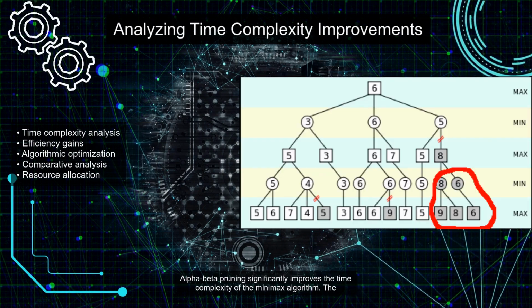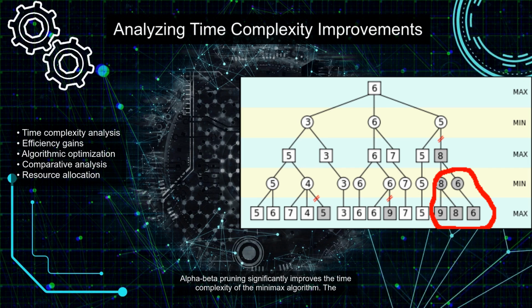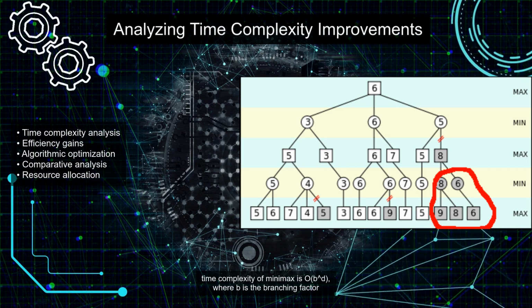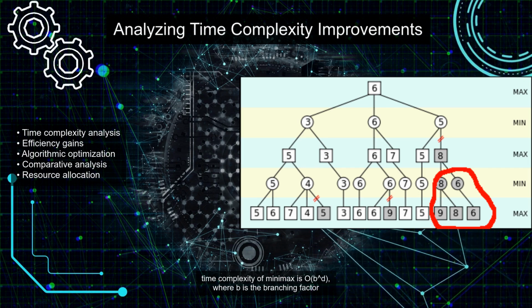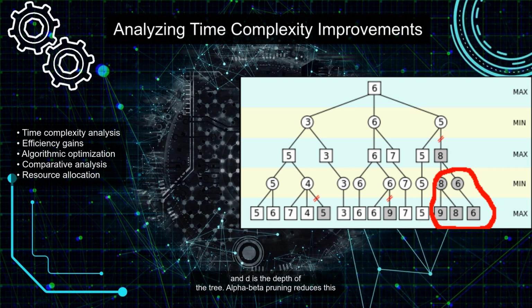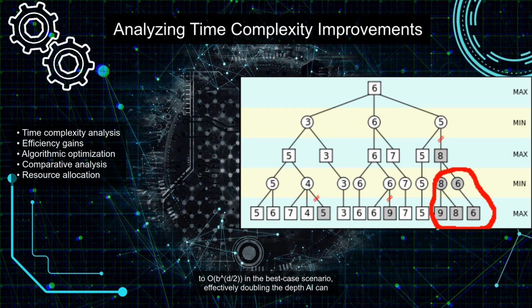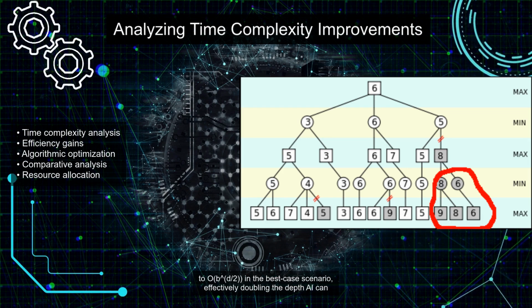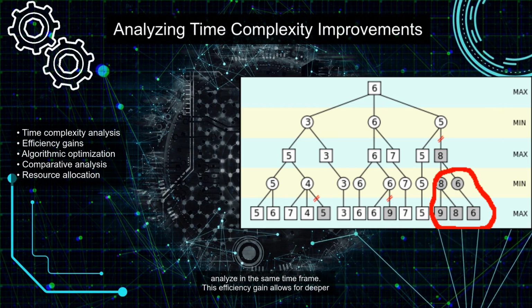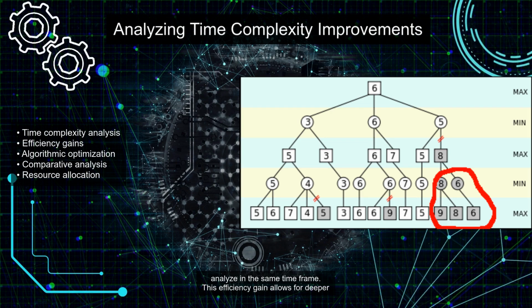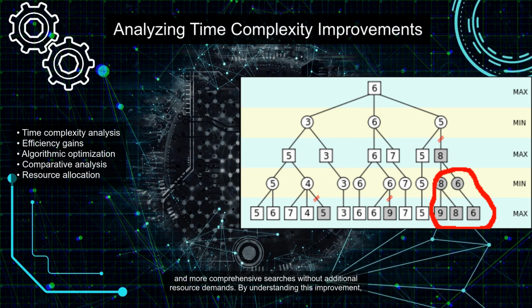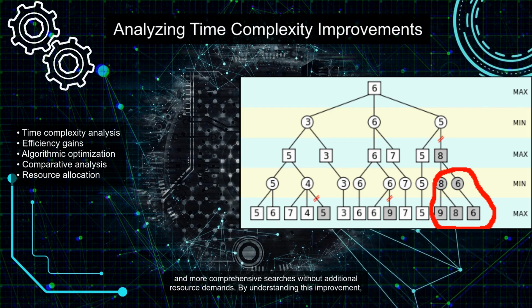Alpha-beta pruning significantly improves the time complexity of the minimax algorithm. The time complexity of minimax is O(b^d), where b is the branching factor and d is the depth of the tree. Alpha-beta pruning reduces this to O(b^(d/2)) in the best-case scenario, effectively doubling the depth AI can analyze in the same time frame. This efficiency gain allows for deeper and more comprehensive searches without additional resource demands.